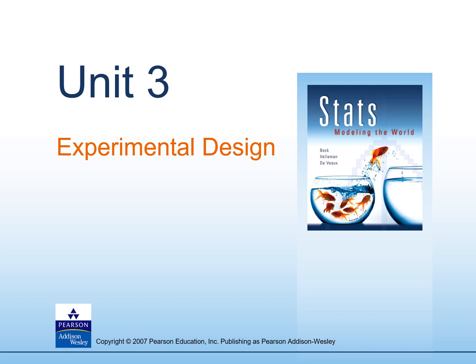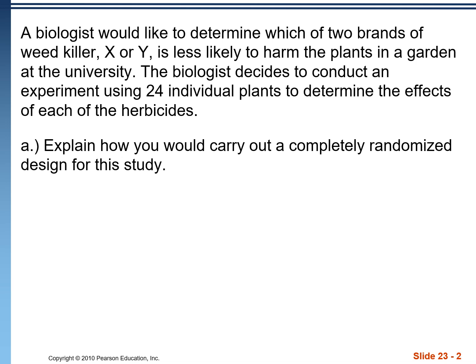In this video, we'll be refreshing on experimental design, which is from Unit 3. In this experiment, we have a biologist who's examining two different brands of weed killer, brand X and brand Y, and he wants to see what effect they have on garden plants. He has 24 plants that he's going to use in an experiment to determine which of these brands is less likely to harm plants in the garden. In part A, we're asked to explain how we would carry out a completely randomized design.